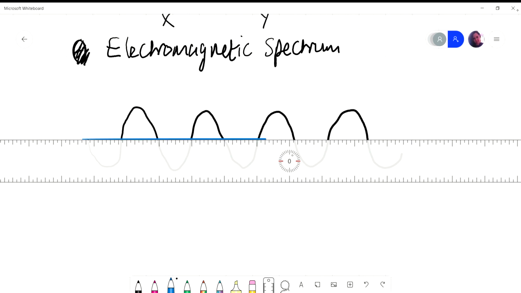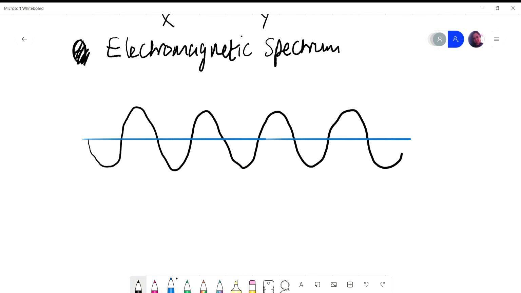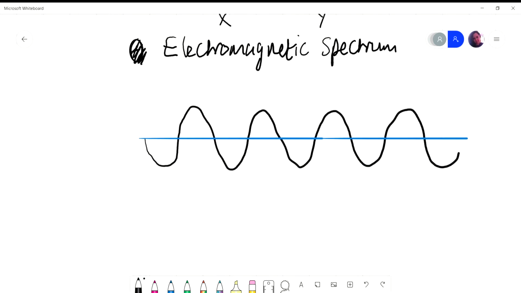I don't know why I chose blue, but I have. Okay, first thing, where should we start? Let's start with this blue line here. We call this our equilibrium position. Okay, then we will talk about, what do we call the top of the wave?